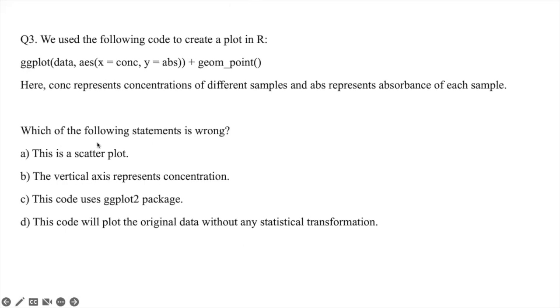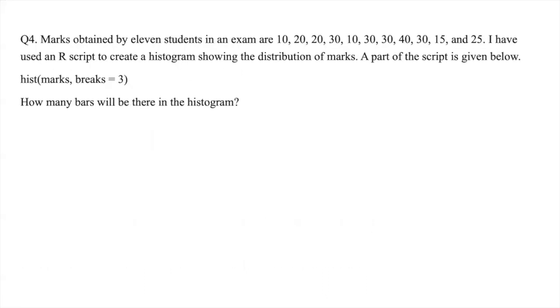B, right? Because we're saying Y is absorbent. It says Y axis represents the concentration. So we know this is using the ggplot2 package, and we are not transforming anything. We are not calculating means, making a histogram, standard error, nothing. And it is a scatter plot because it says point. So yes, vertical axis represents concentration. You're all right. Okay.